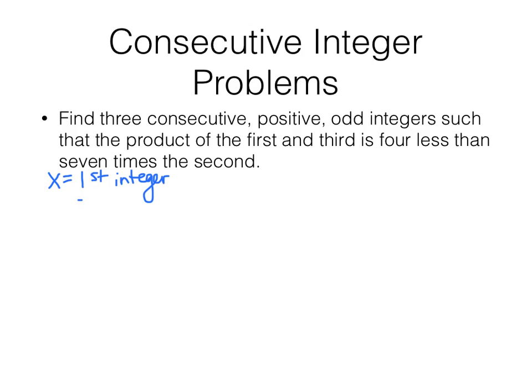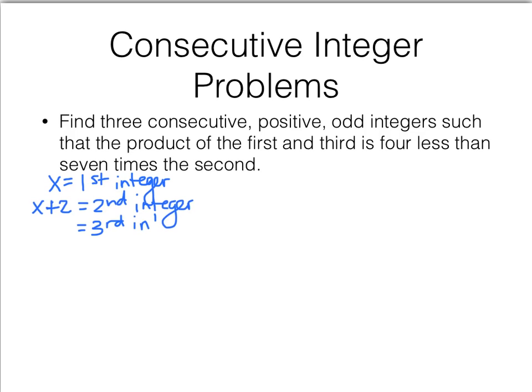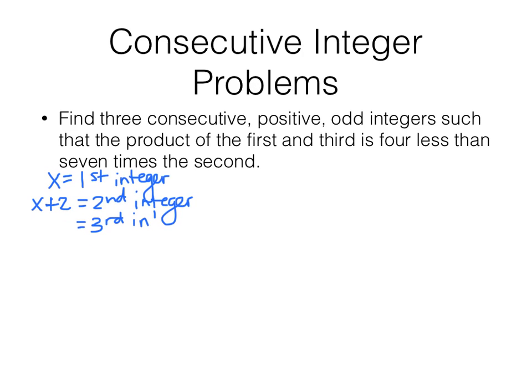How do I represent the next or the second integer if the next integer we're looking for is also odd? Well, if the first one is odd, how do you find the next one? It'd be x plus 2, because the next odd number is 2 more than the first. How would you represent the third integer? It'd be x plus, not 3, but 4, because it's 2 greater again.